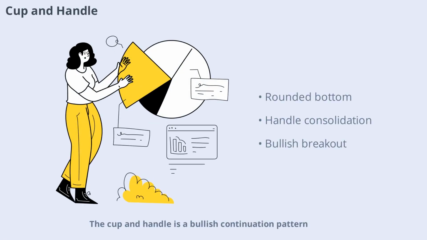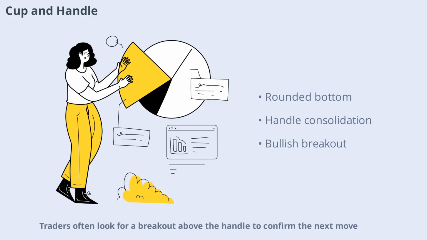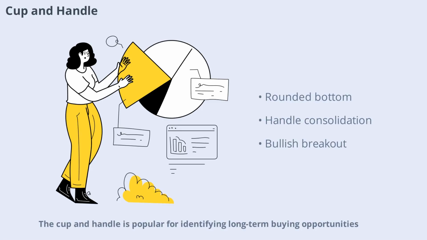Cup and handle is a bullish continuation pattern that looks like a teacup on the chart. It starts with a rounded bottom, the cup, followed by a small consolidation, the handle. This pattern suggests a pause before the price resumes its upward trend. Traders often look for a breakout above the handle to confirm the next move. The cup and handle is popular for identifying long-term buying opportunities.